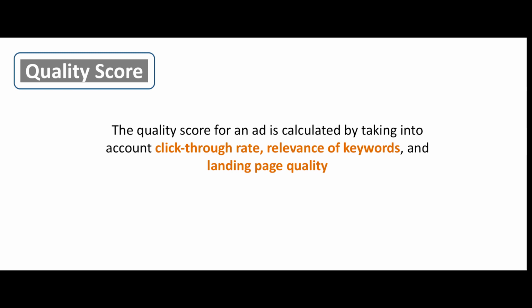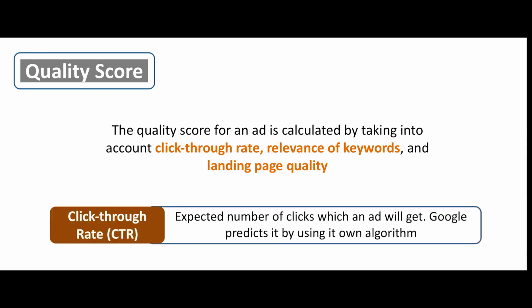Next we have the quality score. The quality score for an ad is calculated by taking into account click-through rate, relevance of keywords, and landing page quality. Let me explain these terms briefly. First we have click-through rate. Click-through rate is the expected number of clicks an ad will get. Google predicts it by using its own algorithm.